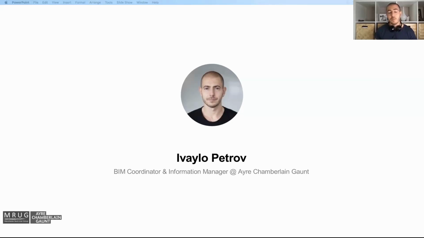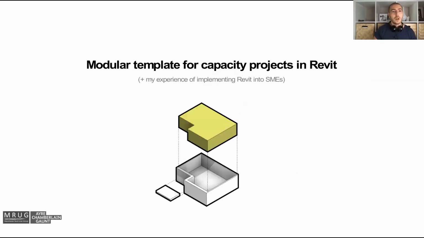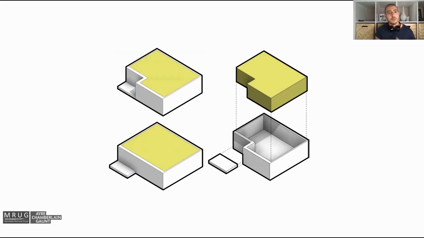Currently, I'm working for a practice called AR Chamberlain Gaunt, or ACG, and I would like to talk about our module template for capacity studies. And actually, this is how the unit looks. It's created as a generic model, and it consists of 3 elements. Each of those elements is a different subcategory, and that allows us to easily turn them on and off and control visibility inside the project model.